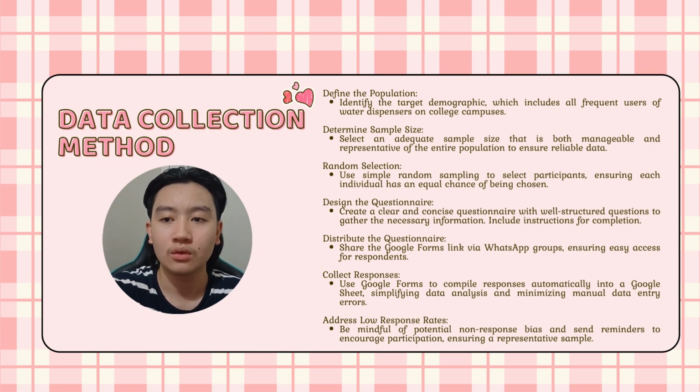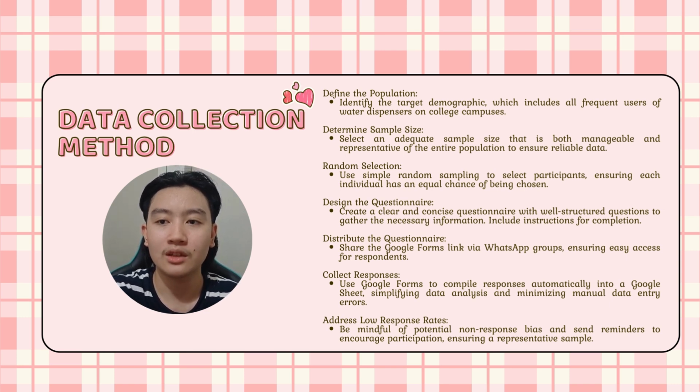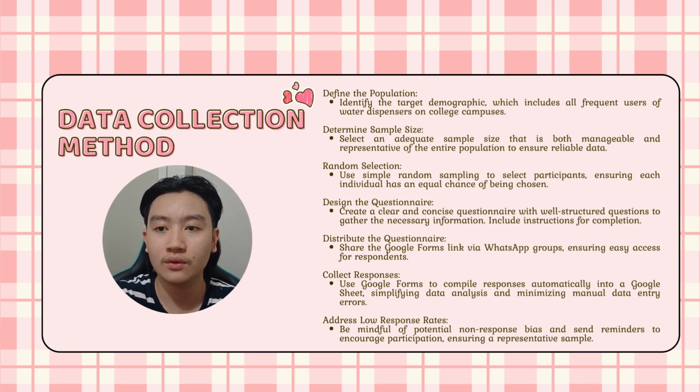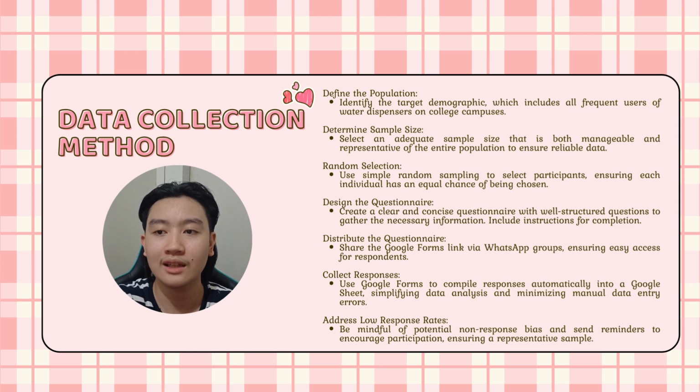We have 7 methods. First method, define the population. Define the target demographic, which includes all frequent users of water dispensers on the college campus. Second, determine sample size. Select an adequate sample size that is both manageable and representative of the entire population to ensure reliable data. Third, random selection. Use simple random sampling to select participants, ensuring each individual has an equal chance of being chosen.